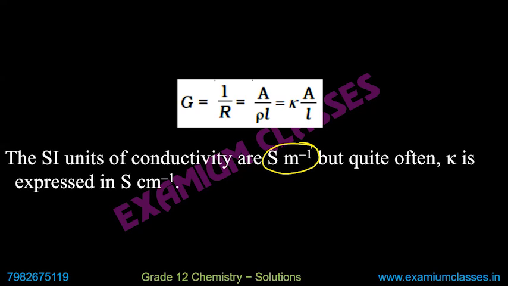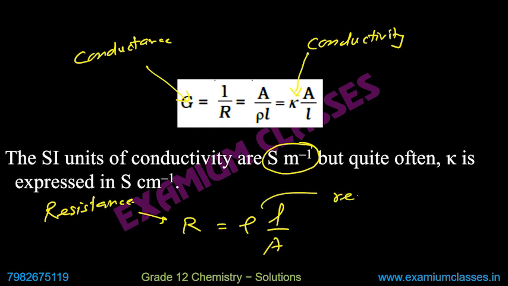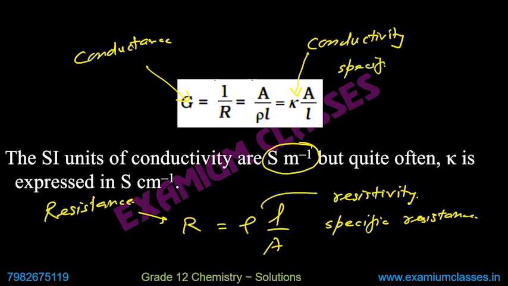What is conductivity? Kappa is conductivity. G is conductance. R is resistance. Rho is resistivity. Okay. Rho is also known as specific resistance. Kappa is also known as specific conductance.